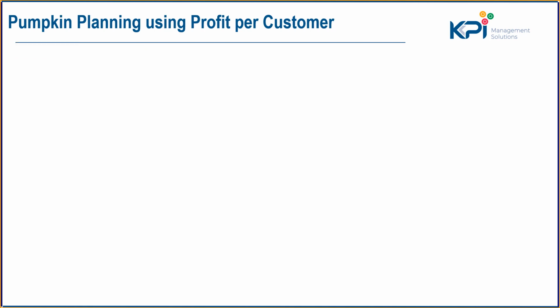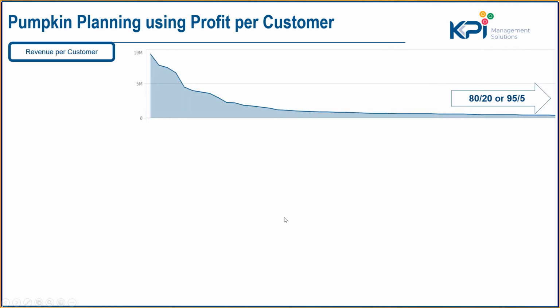In this video, I'm going to do a demonstration of what measuring profit per customer could mean for your business. In organizations that I go into, revenue per customer is often measured, and if you look at your biggest client to your smallest client, the curve often looks like this. This is a 95-5 curve, but you might have an 80-20 or 60-40 type of curve.